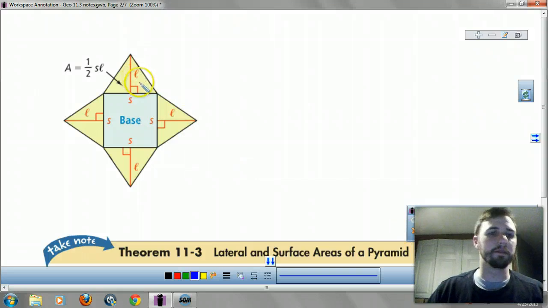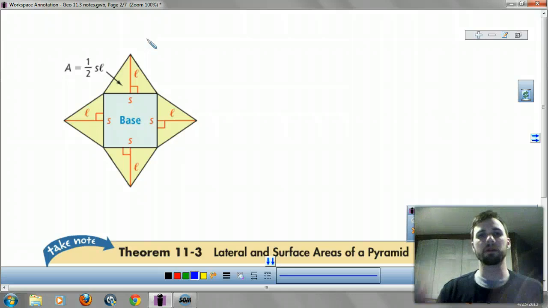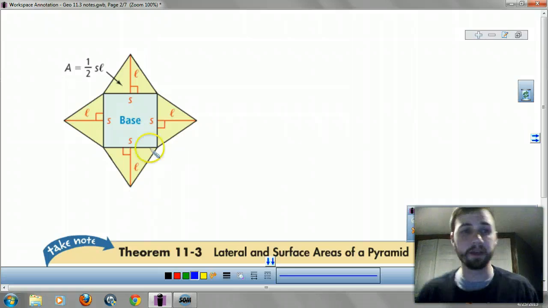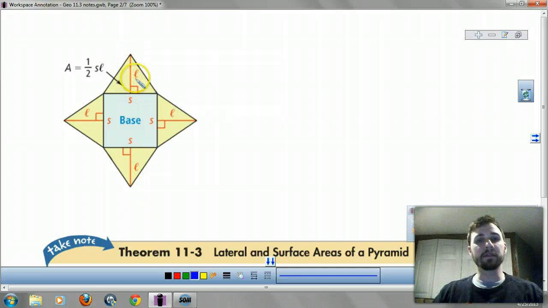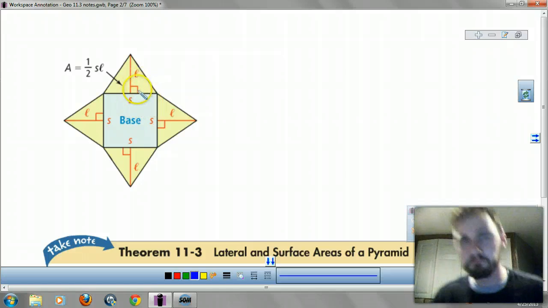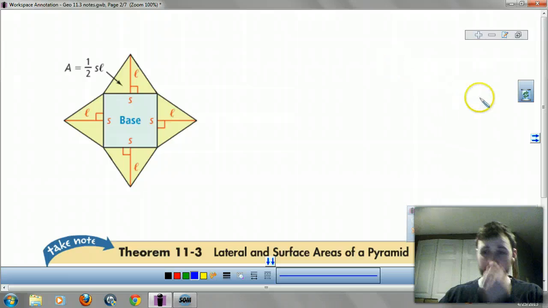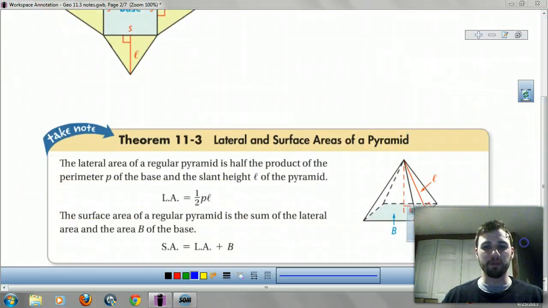Look at this. That's an exploded pyramid. We can see our lateral faces or triangles. We can see our slant heights. So our area of this triangle is going to be 1/2 the side of our base times our slant height. It's good to keep in mind because it helps us derive this formula.